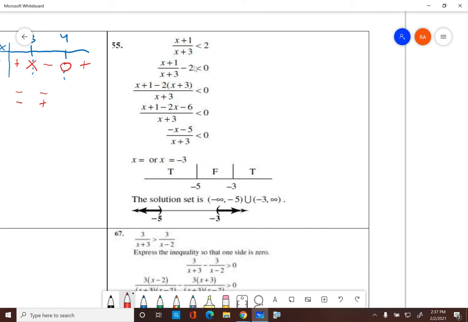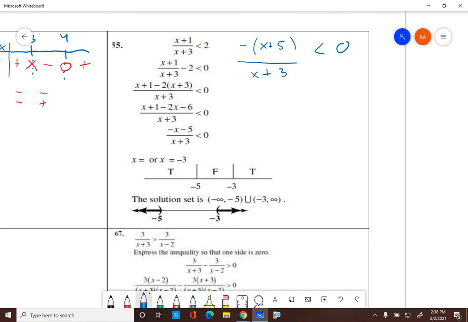So what I'm going to do is multiply this 2 by x plus 3 over x plus 3. And if I do that, I would get x plus 1 over x plus 3 minus 2 times x plus 3 over x plus 3. I have the same denominator, and I can add those numerators together. If I distribute that -2 across this parenthesis here, I'm going to get x plus 1 minus 2x minus 6, which simplifies to minus x minus 5. And I'm going to write that as negative parentheses x plus 5 over x plus 3.